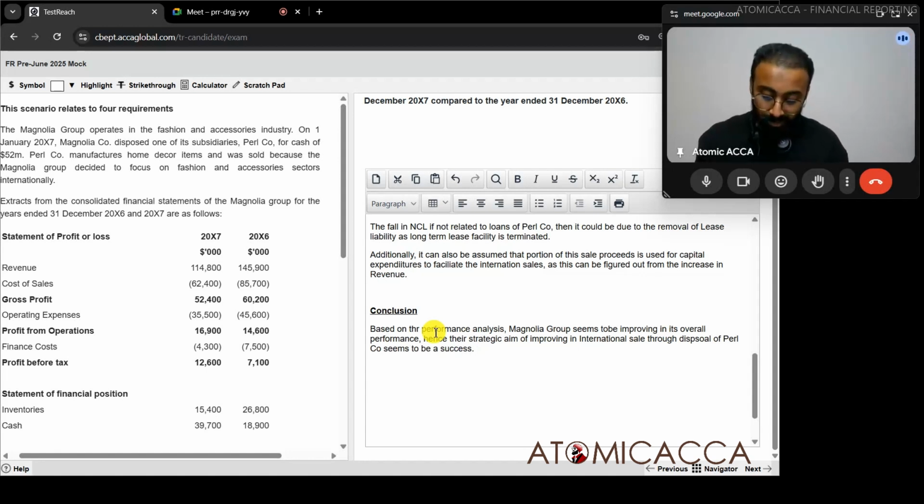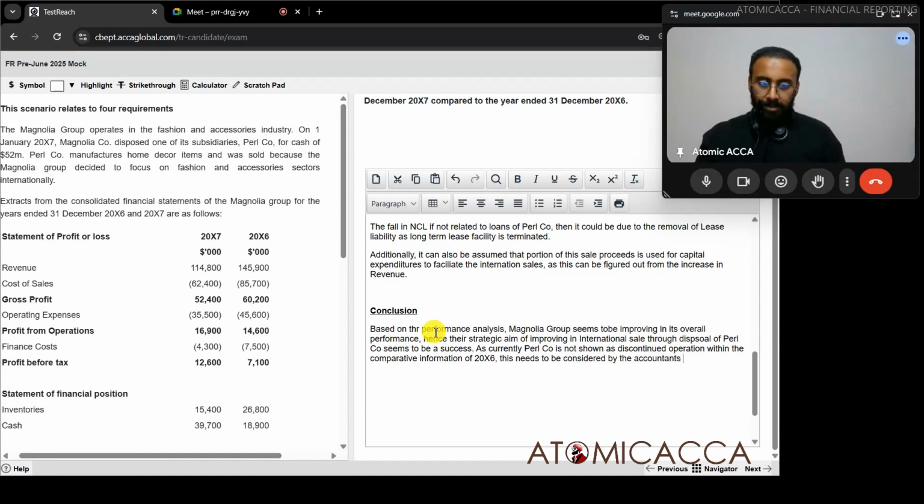Next thing I talked about was discontinued operation. Currently Pearl Company is not shown as discontinued operation within the comparative information of 20x6. This needs to be considered by the accountants so that users of financial statements can better understand the company.